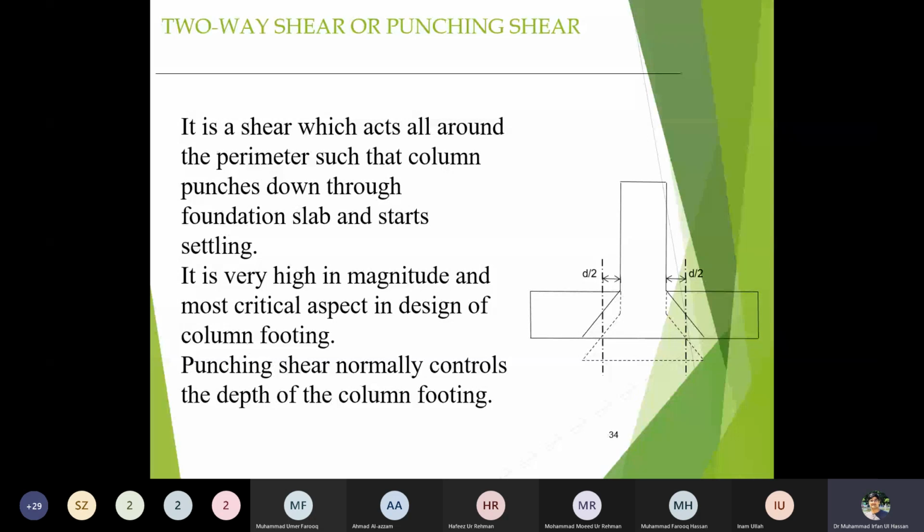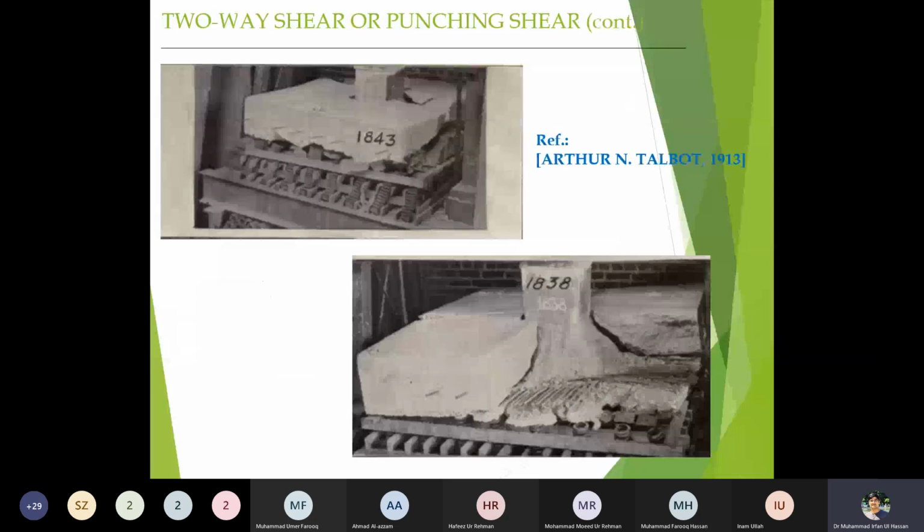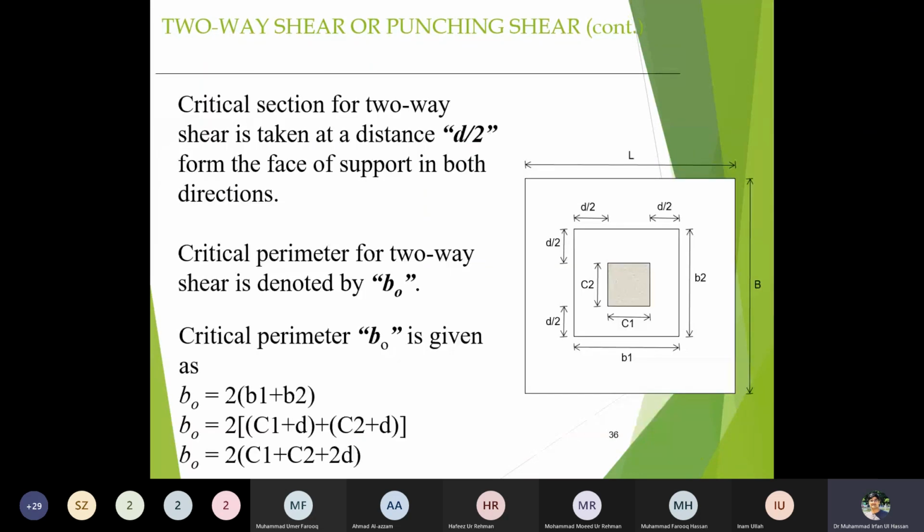Many tests have been carried out in lab experiments where different punching shear options are studied, and you can see the failure of the column is happening due to the punching shear, where soil is taken as the spring and the load is applied. So the two-way or punching shear method is very similar to the flat plate system.